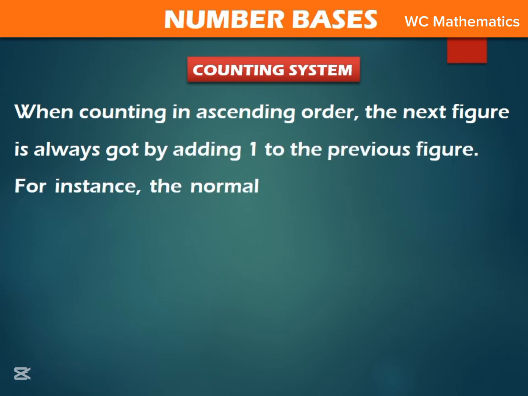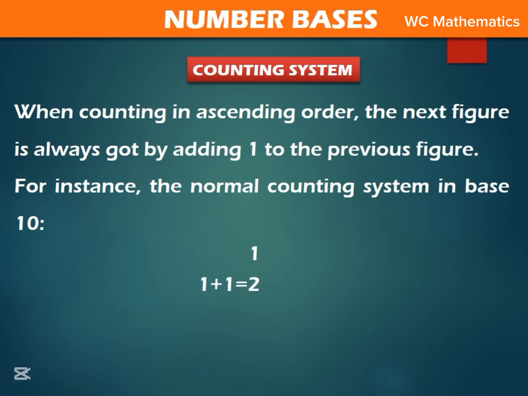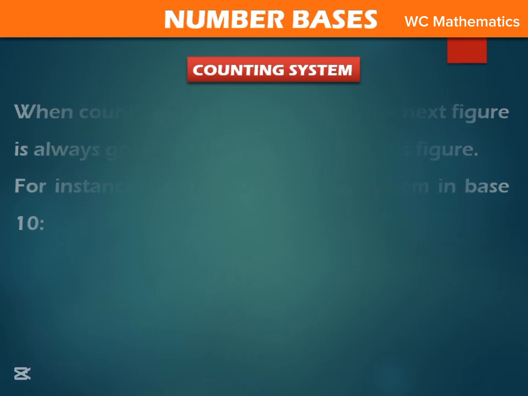For instance, the normal counting system in base 10, starting with 1, the next figure will be 1 plus 1, which is 2. The next will be 2 plus 1, that's 3. And the next, 3 plus 1, 4. 4 plus 1, that's 5. And so on. So you have 1, 2, 3, 4, 5.